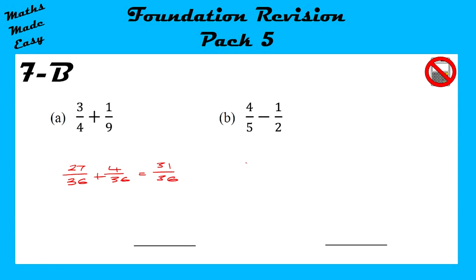And then over here on the b part of this, again, I need a common denominator, which in this case is going to be 10. So that's going to become 8 over 10. Take away 5 over 10, which is 3/10.